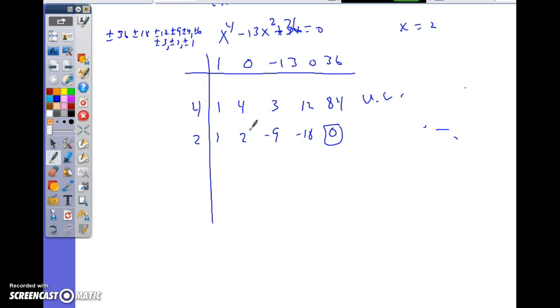So if I were to try 3, 1, 3 gives me 3, gives me 9, gives me negative 4, gives me negative 12, gives me negative 36, gives me 0. There's the other one. Found 2 positives already.